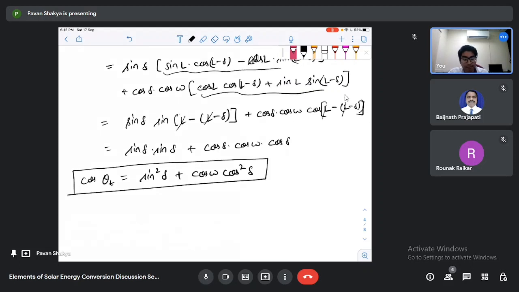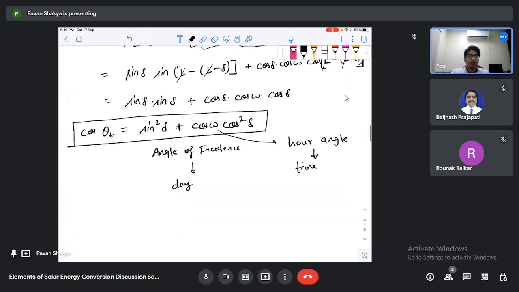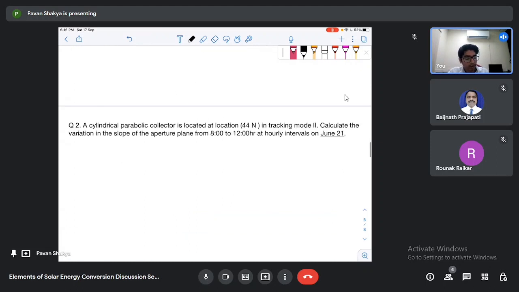You can see from here that it depends only on delta, which further depends on the day, and omega, that is our angle, which denotes the time. So this is the angle of incidence for a single axis tracking mode 1. Okay, if anyone has any doubt, he can ask. Okay, let's move to the next problem.